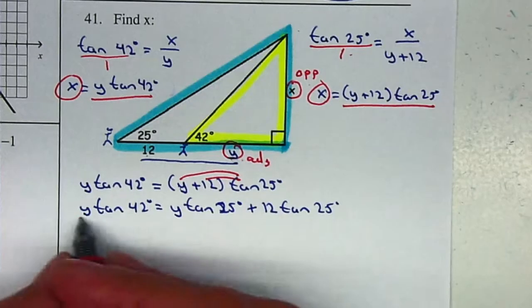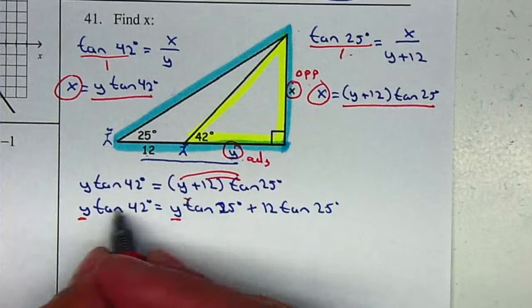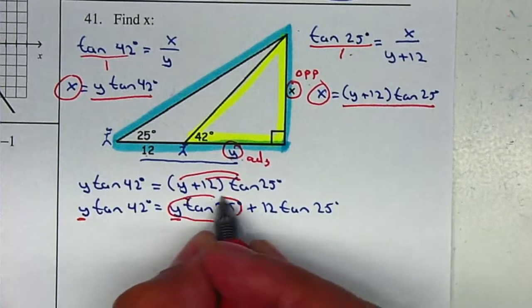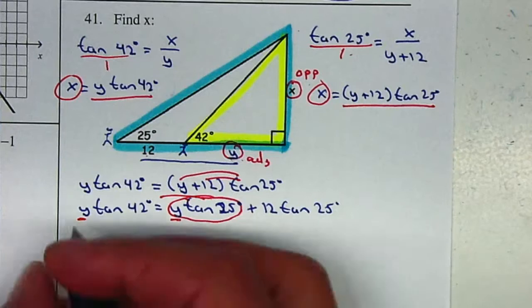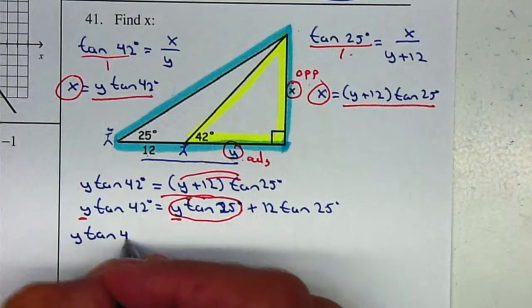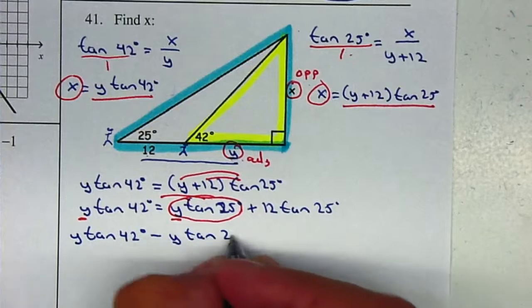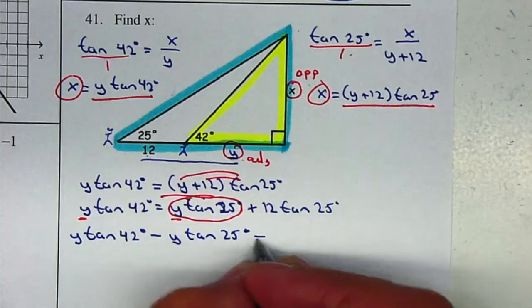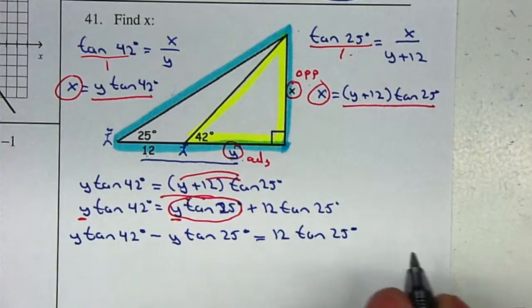We have y's on both sides, and I need to solve for y. So I'm going to place my y's on the left-hand side. I'm going to move this term to the left. It's a positive, so it becomes a negative. Or you can subtract it on both sides. Either way will work. Y tangent of 42 degrees minus y tangent of 25 degrees is equal to 12 tangent of 25 degrees.